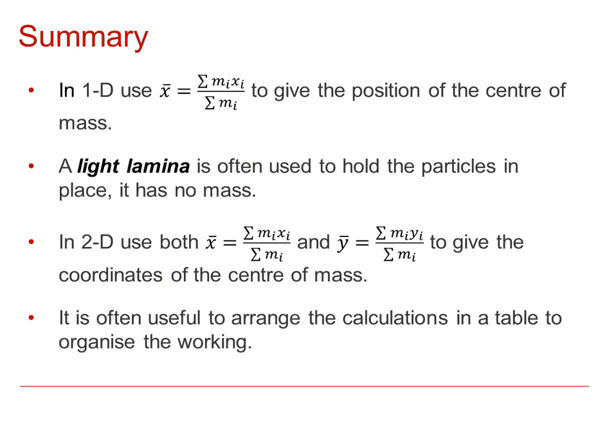So in summary then, we've got the idea that x bar is sigma mixi over sigma m, the sum of the moments divided by the total mass. We're often going to be using a light laminar. Light simply means it has no mass, or a light rod to hold things in place. And then in 2 dimensions we can extend the idea to give us the coordinates of the centre of mass x bar and y bar. And finally, although it's not strictly necessary, it is a useful way of organizing your work to do it in a table.